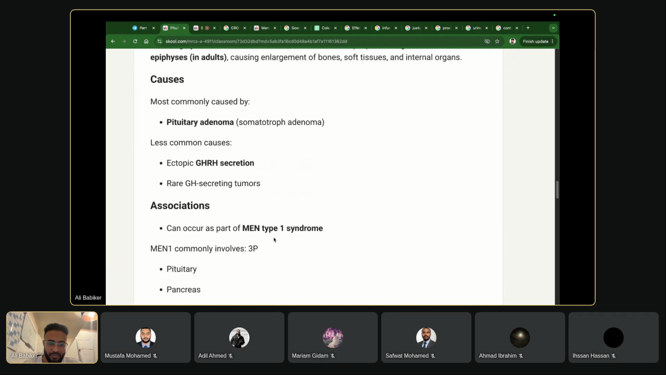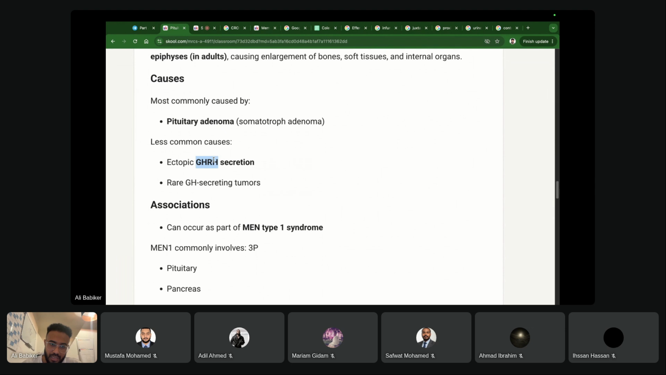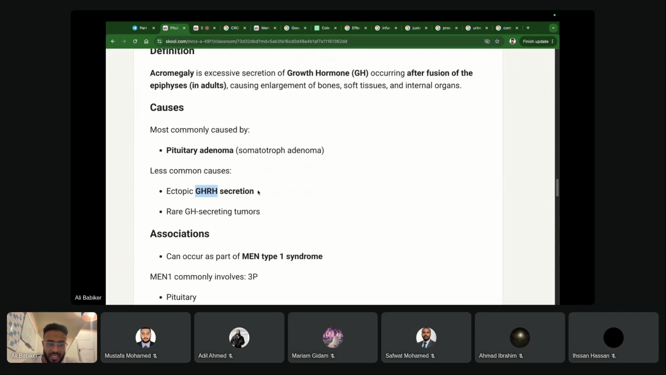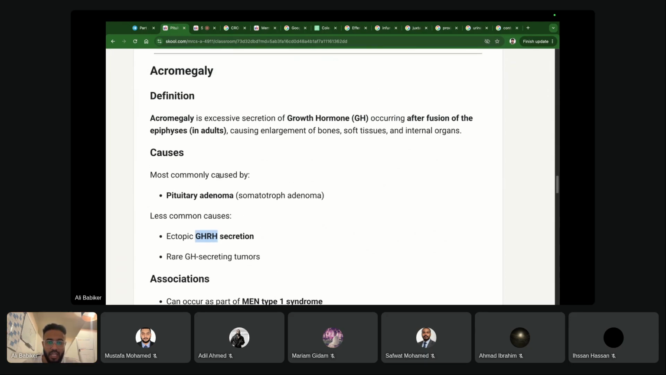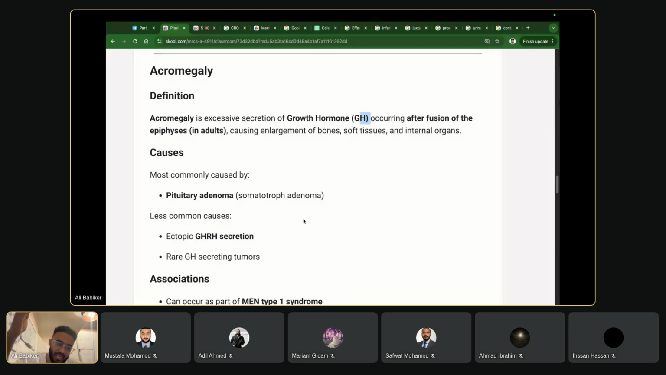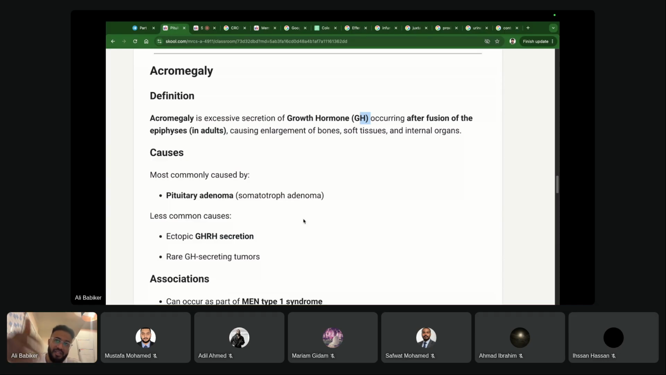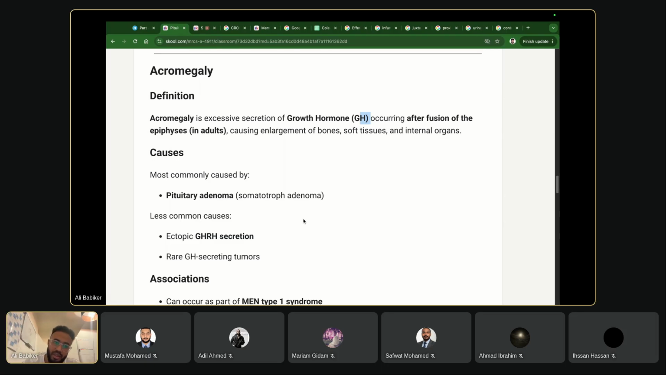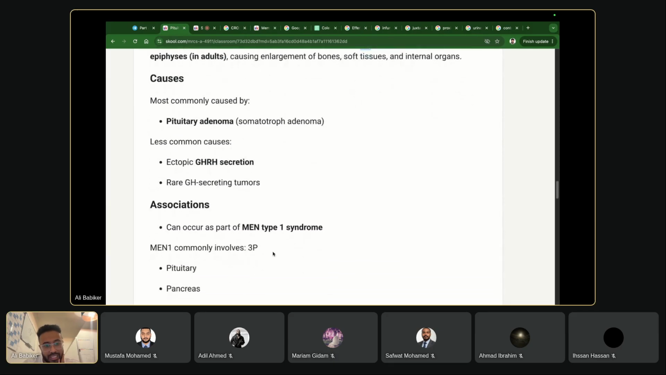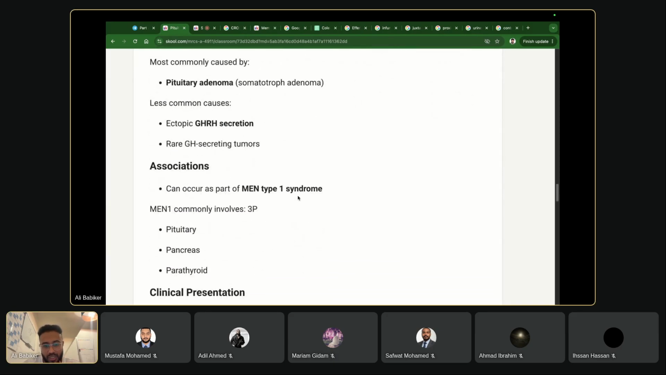Association. Growth hormone releasing hormone, this is not from the pituitary. So if you have a pituitary adenoma, that's acromegaly, which may lead to increased growth hormone. Sometimes it will be from higher up, from the hypothalamus. If the hypothalamus produces a lot of growth hormone releasing hormone, this also leads to acromegaly. Rare growth hormone secreting tumor. Association can occur as part of MEN type 1 syndrome.